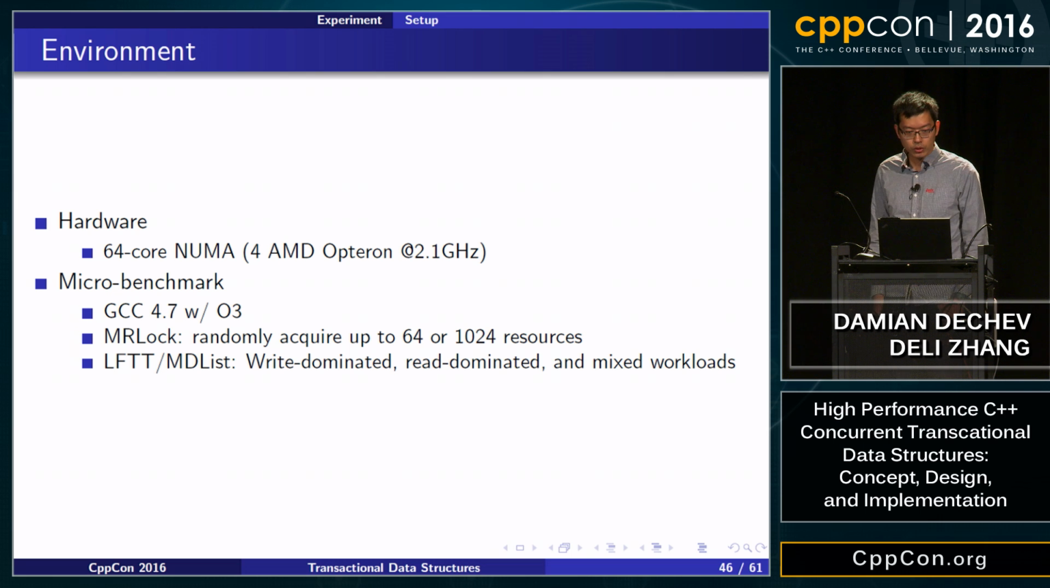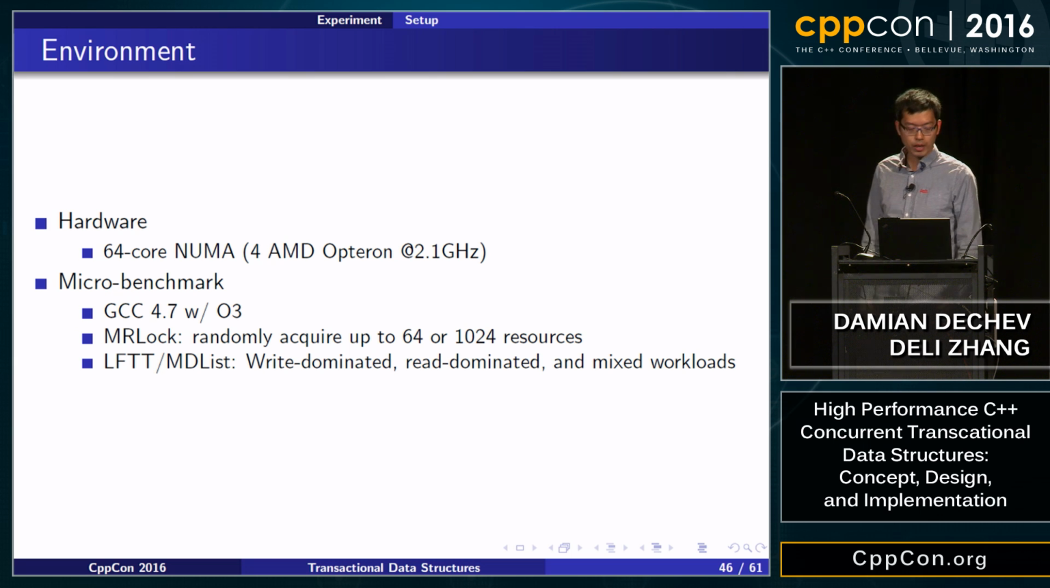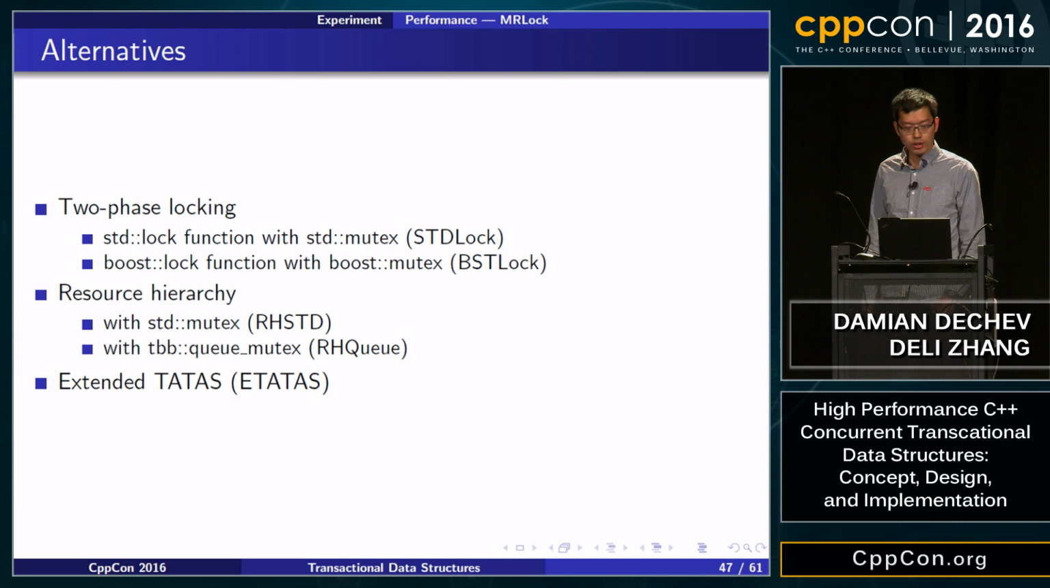Now we did our experiments on a 64-core NUMA system with 4 AMD CPUs, and we compile our source code and benchmark using GCC 4.7 with level 3 optimization. For the experiment test, for MRLock and its alternatives, we randomly acquire up to 64 to 1,024 resources. And for the data structures obtained by LFTT and MDList, we test them under write-dominated, read-dominated, and mixed workloads.